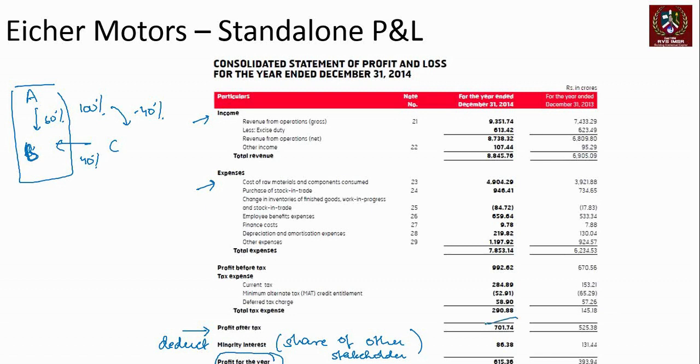So in this case, 701 crore was the profit. From that, you deducted 86 crore. What is left is 615 crore. That is what is available for appropriation. This 86 crore was the profit that was not Eicher Motors'.